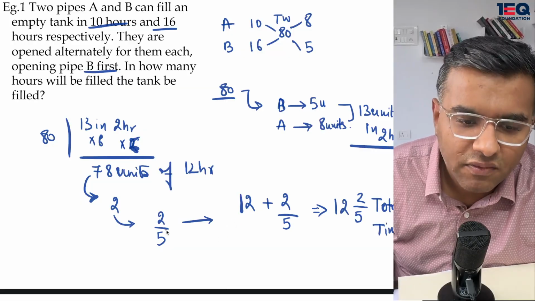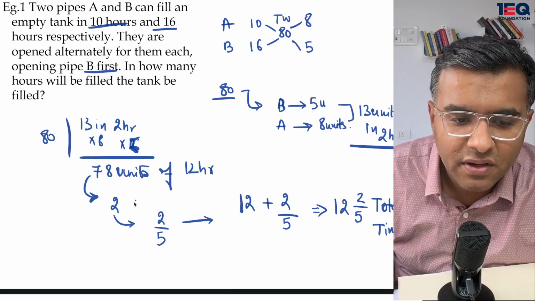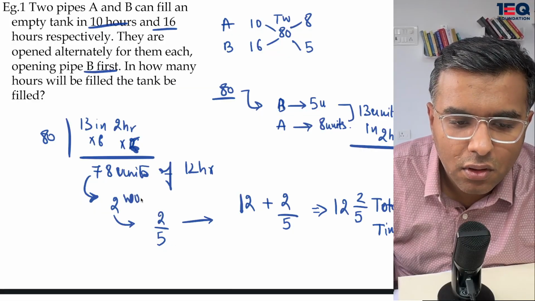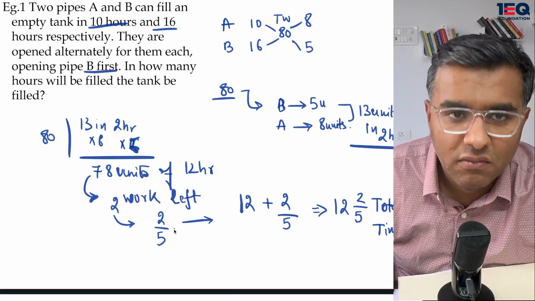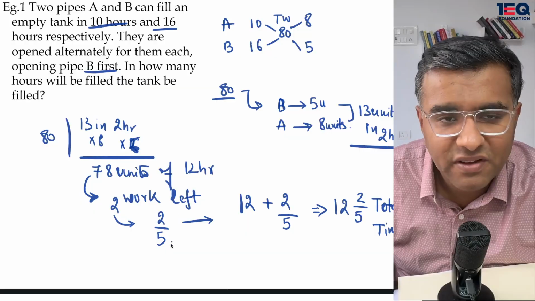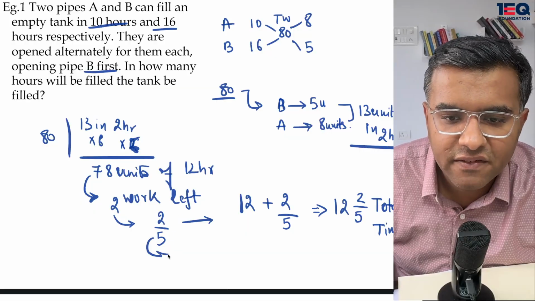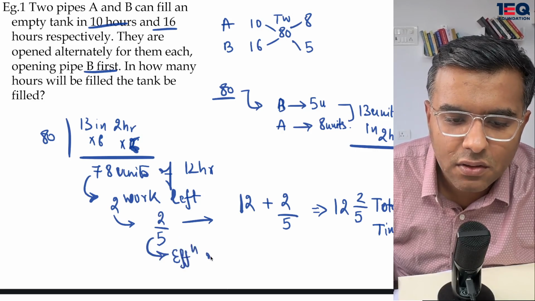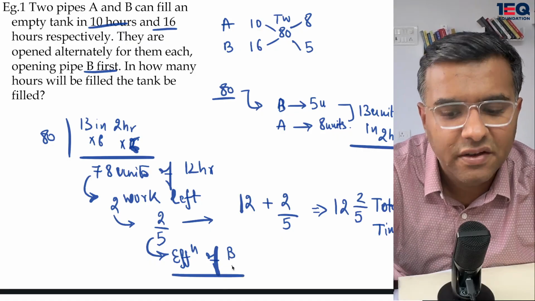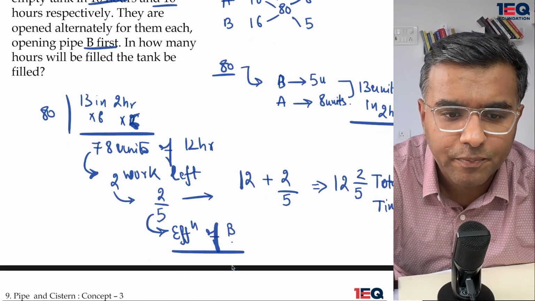How did this 2 by 5 occur? This was the work left. That is why 2 by 5 is the thing. And why did 5 come here? 5 was the efficiency of B. Moving on to the next question.